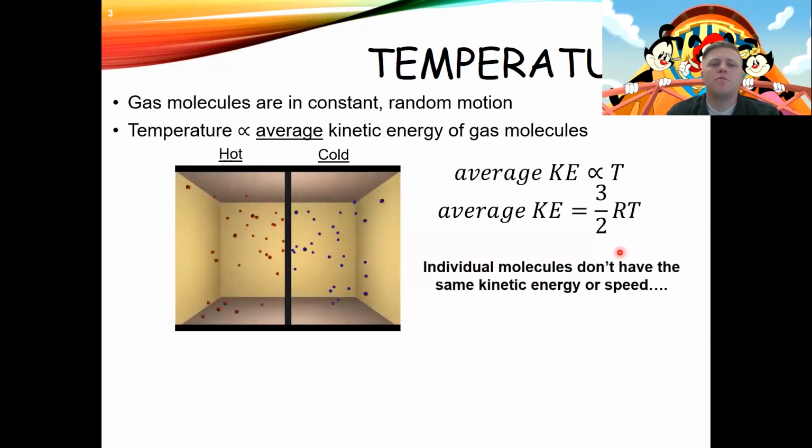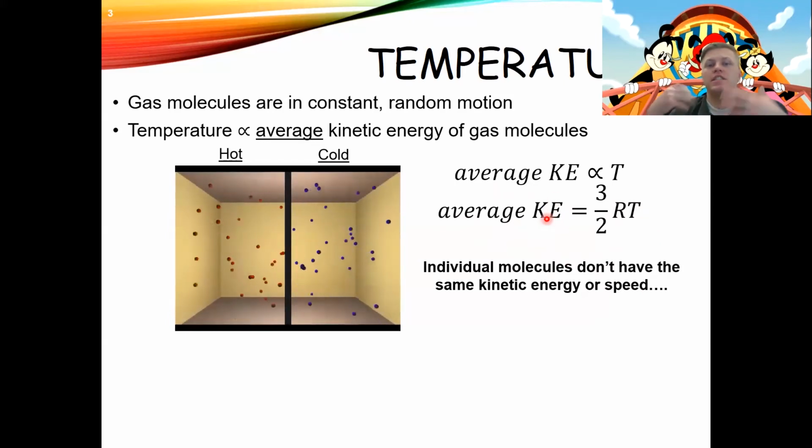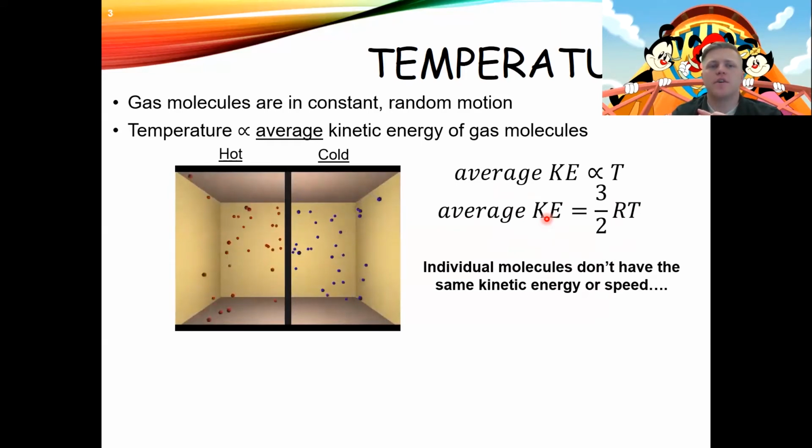So individual molecules don't have the same kinetic energy or speed, and that's going to be important in our next step. Our next step is replacing the left side of this average kinetic energy with a more detailed expression. We've already seen one very common equation for kinetic energy, which is 1/2 mv squared, 1/2 times the mass times the velocity squared.